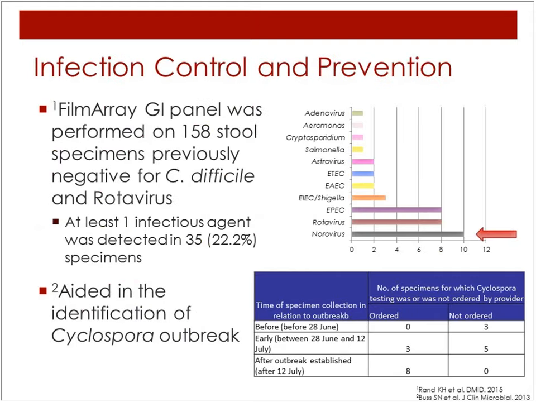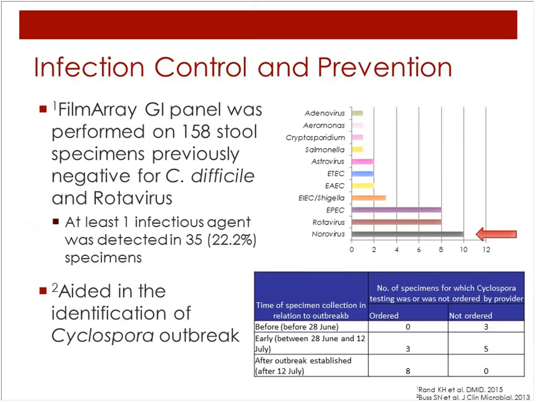Another benefit of the GI panel is related to infection control and prevention. The CDC recommends that contact precaution should be implemented for patients with diarrhea due to suspected infectious gastroenteritis, but this can be difficult when there's an absence of lab evidence. I summarized two studies here on this slide.